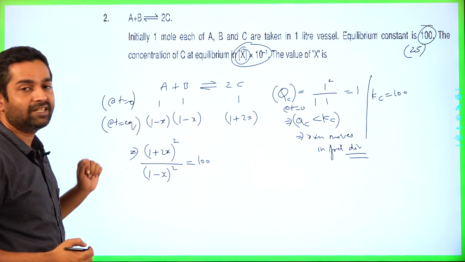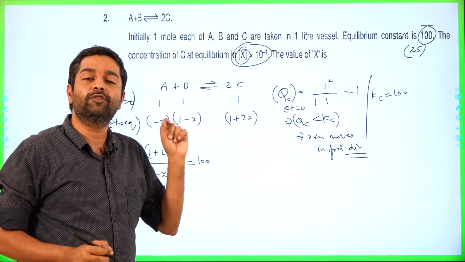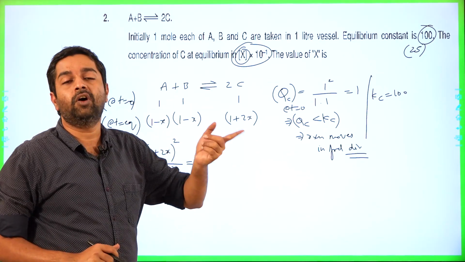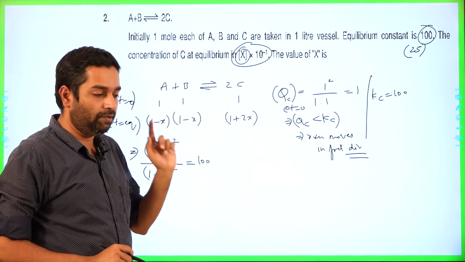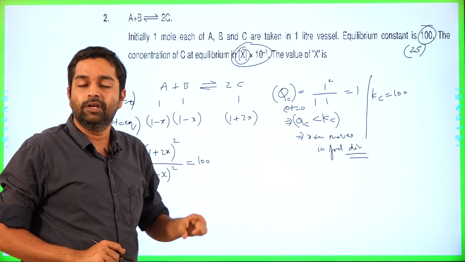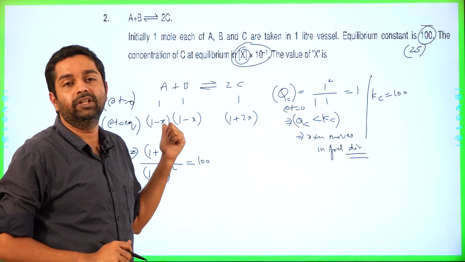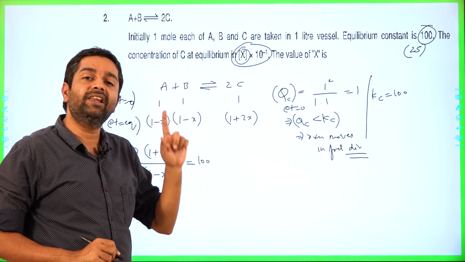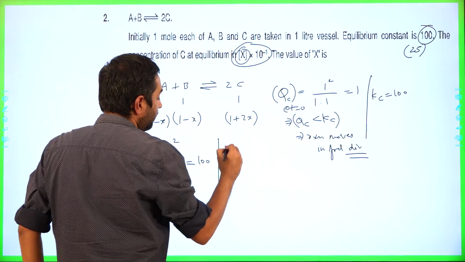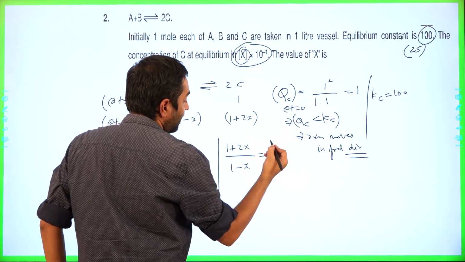I'll have it as plus 10 or minus 10. Logically speaking, you should check both values, plus 10 and minus 10, for what you get as the answer. One of them will not be consistent with the setup. What do I mean by consistent here? They have told us that there is only 1 mole each of A and B, so x cannot be more than 1. If x is more than 1, that is not meaningful in this case. So x has to be less than 1 when you're solving for it. Anyway, coming back to the point, it will work out as 1 plus 2x divided by 1 minus x, and we can take it as either plus or minus 10.